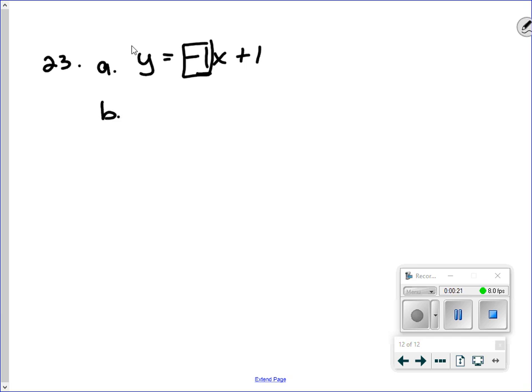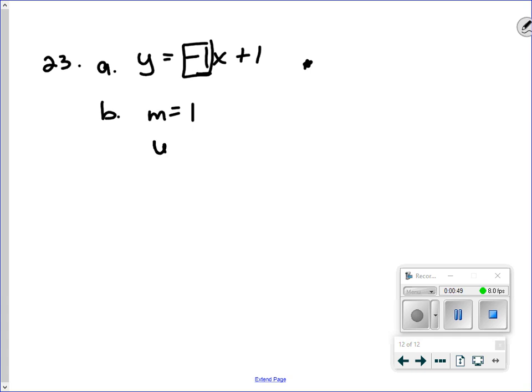Then part B says, I want you to write the equation of a line that's perpendicular to this one here in A, but also goes to the point negative 6, 9. So perpendicular to that means it has opposite reciprocal slope than part A does. So our slope for this line is going to have to be 1, because opposite of negative 1 is 1, and the reciprocal of 1 over 1 is still 1 over 1.